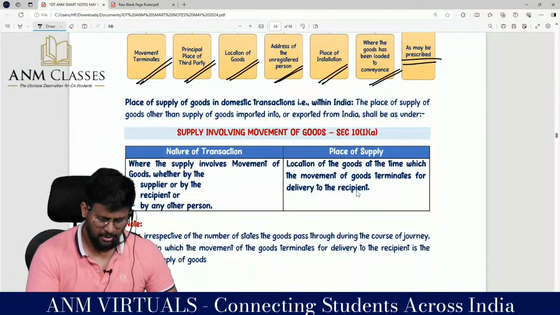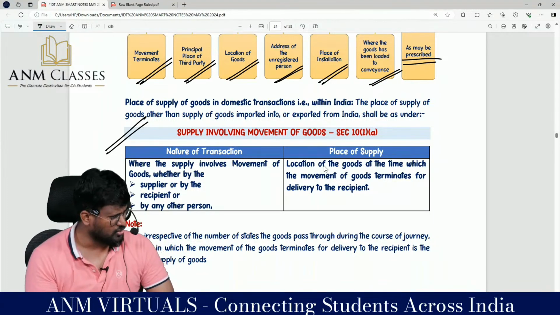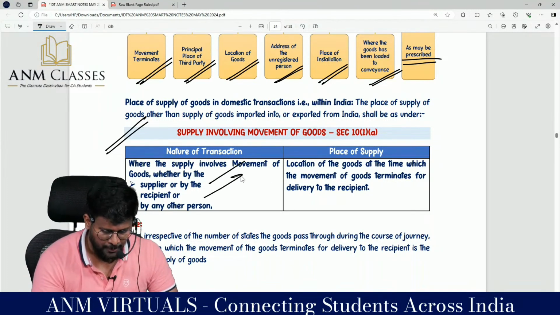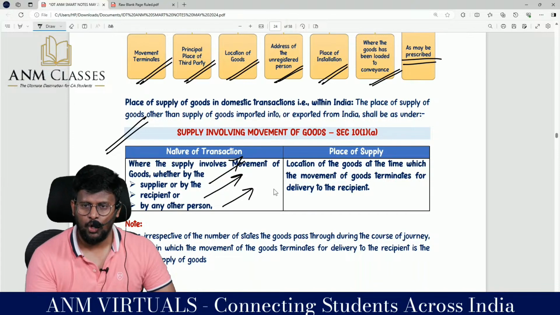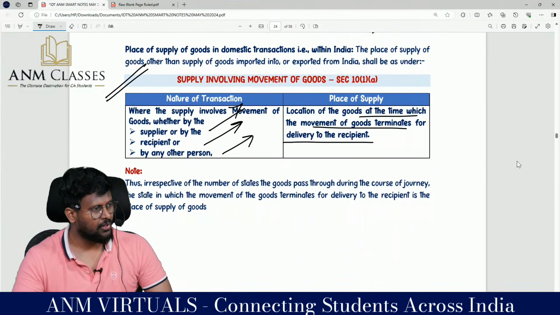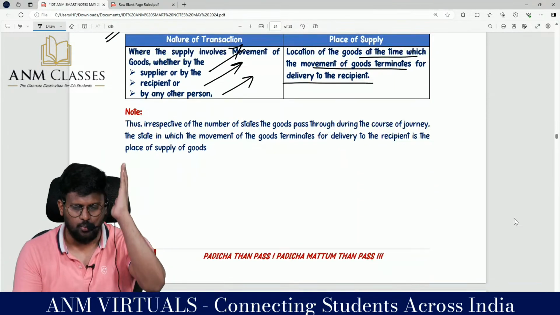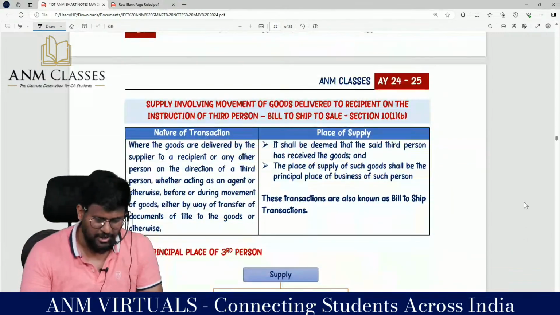Place of supply of goods not ascertainable, as may be. Right? Yes sir. 10 subsection 1 class A: where the supply involves movement of goods, whether by the supplier, by the recipient, or by any other person, the location at the time at which the movement of goods terminates for delivery to the recipient. So the place of supply is the place where the movement ends.